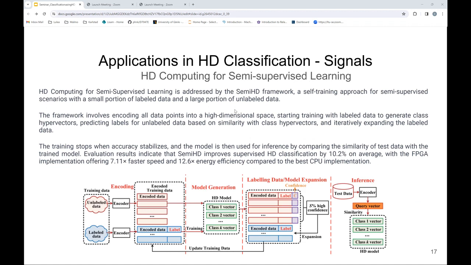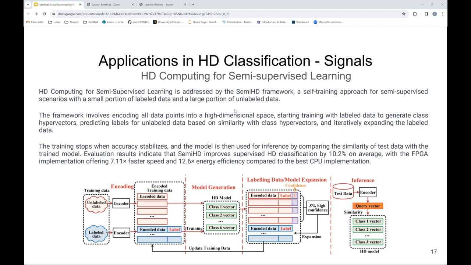Also, another application of HD classification is HD computing for semi-supervised learning. This is addressed by the SemiHD framework, which is a training approach for semi-supervised scenarios with a small portion of labeled data and a large portion of unlabeled data.